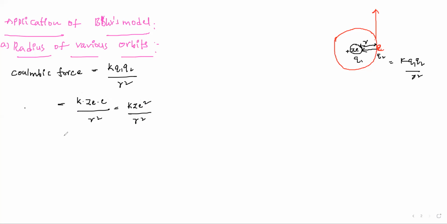Now, K is a constant. I'm writing the K value here. K equals 9 into 10 to the power of 9 Newton meter square per Coulomb square.